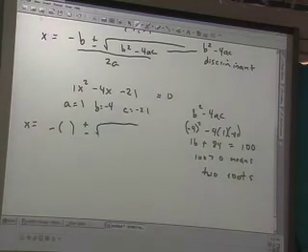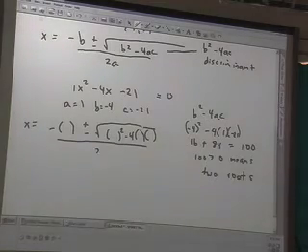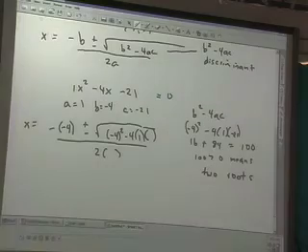Plus or minus the square root of b squared minus 4ac, all over 2a. All right, the b is negative 4, we put it in. The b squared is negative 4 squared, minus 4, a is 1, c is negative 21. So then 2a is 2 times 1, so we just figure this out, substituting everything in.